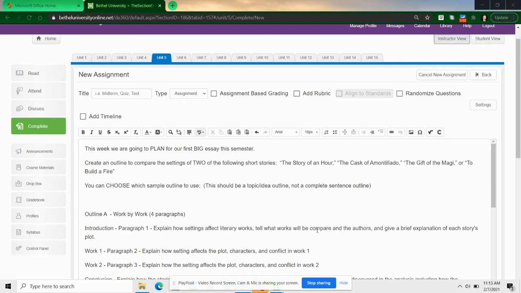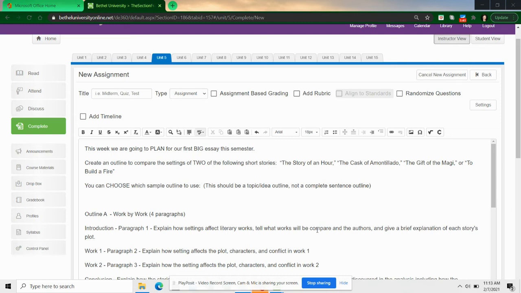So you're going to be comparing the settings of these stories and how that setting affects the characters, the plot, and the conflict of the story. And you can also add information about the atmosphere and how that sets a general tone and how the setting adds to that tone and that atmosphere and how the characters interact with each other. And I've given you some sample outlines to use.